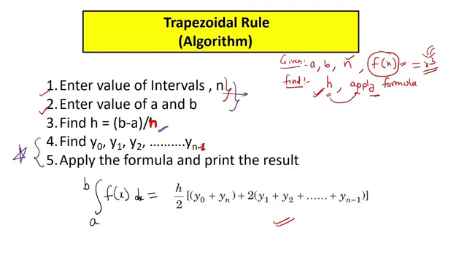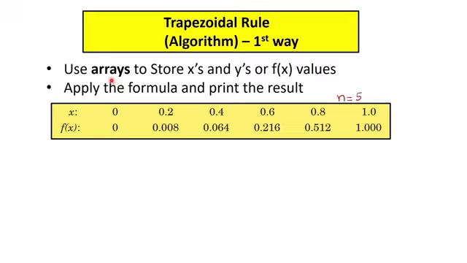You know that to find the values of y0 to yn, you first need the values of x0 to xn, so that you can put all these values into your given function and find y0 to yn. There are actually two ways to apply this trapezoidal rule. Let's see those ways. This is our first method. In this method, we have used two arrays. One array stores the values of x, and another array stores the values of y.